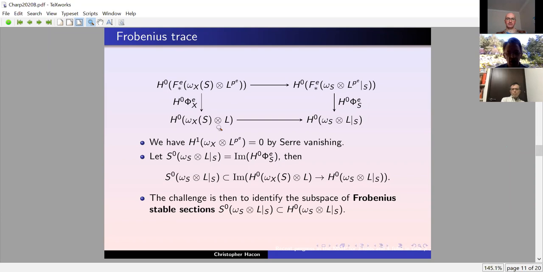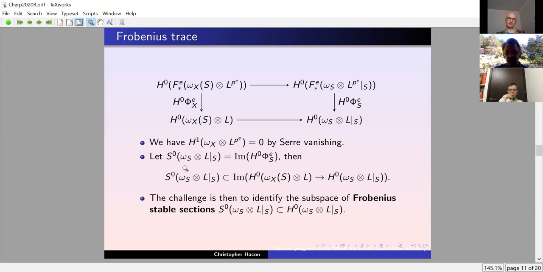So just to give, it's not very pleasant to call this S0 all the time, so I think of these as Frobenius stable sections. These are in the image of this map induced by the trace of the Frobenius.